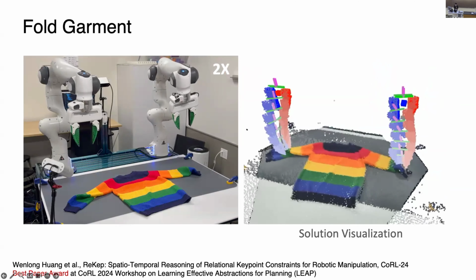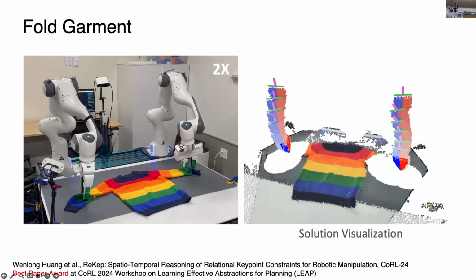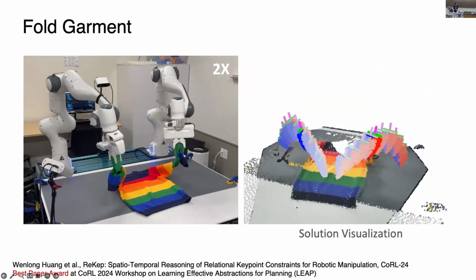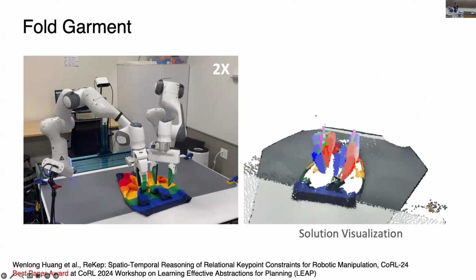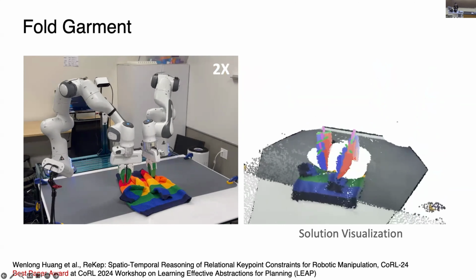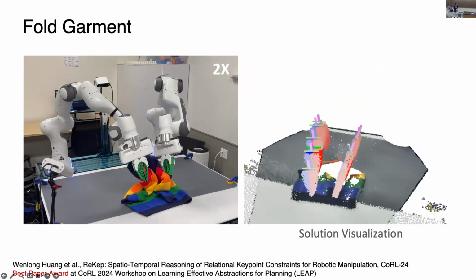Here's another example where the robot's action space is expanded to 2 times the dimension. And the robot has to understand the spatial temporal relationship between the key points that are overlaid on the clothes and try to do this kind of folding task.